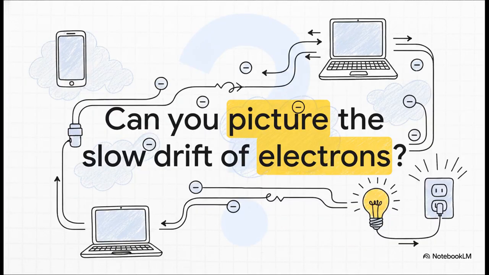So, as we wrap up this explainer, I want to leave you with a quick thought. Look at the devices around you right now. Can you picture it? The silent, millimeter-per-second drift of literally billions of electrons currently powering your world. The next time you switch on a light, check your phone, or plug in a charger, take a brief moment to appreciate that slow, steady, microscopic traffic jam and the absolutely beautiful rules of physics making it all possible.